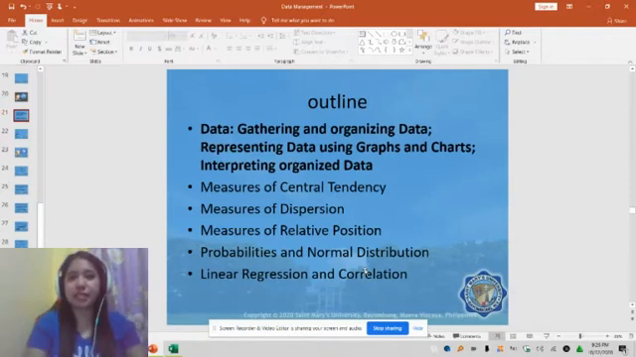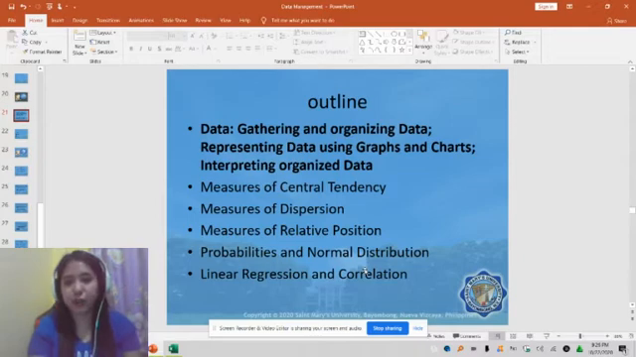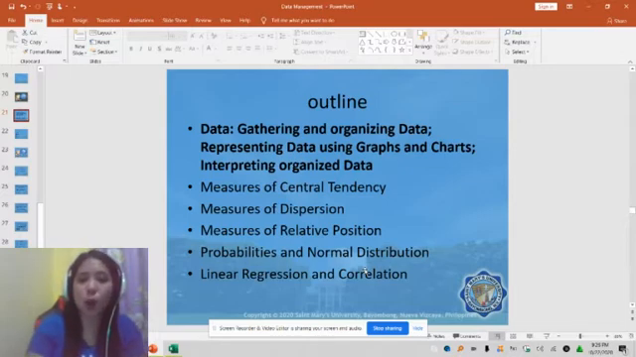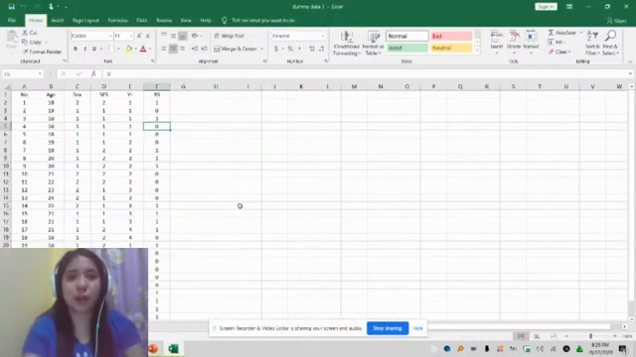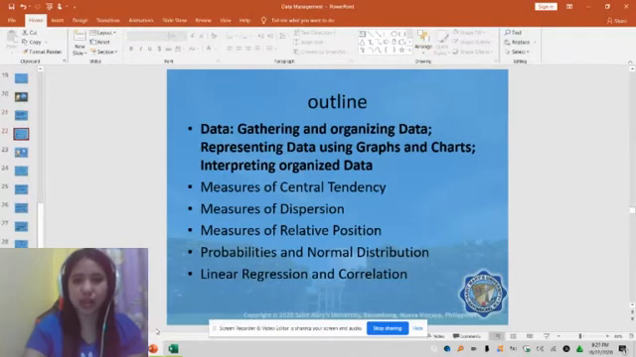So our lesson is still in data management wherein our focus now is still the first bulleted topic, data. Particularly, we will be discussing graphs and charts as well as interpreting organized data. In the previous video, we presented how to come up with a frequency count and percent distribution. In this video, we are going to use Microsoft Excel for us to come up with an appropriate chart for our data. So let us move to the next slide.